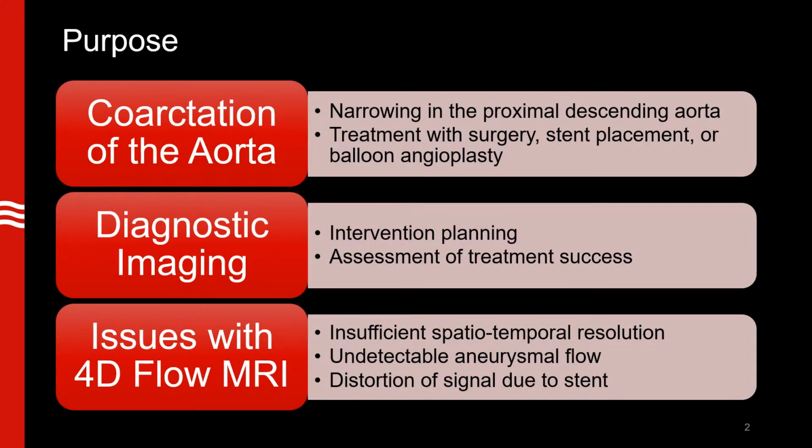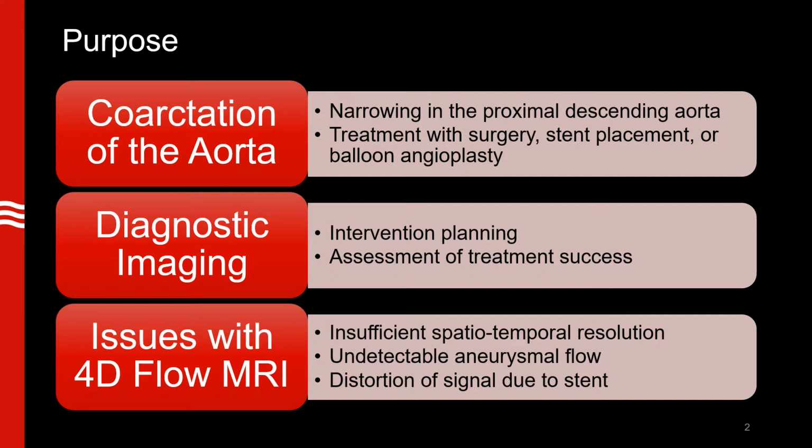We're interested in coarctation of the aorta, which is a congenital heart disease characterized by a narrowing in the proximal descending aorta. This results in altered blood flow in the aorta and subsequent complications. Interventional treatment of coarctation includes surgery, stent placement, and balloon angioplasty. Diagnostic imaging such as cardiovascular magnetic resonance plays a role in intervention planning and the assessment of treatment success.